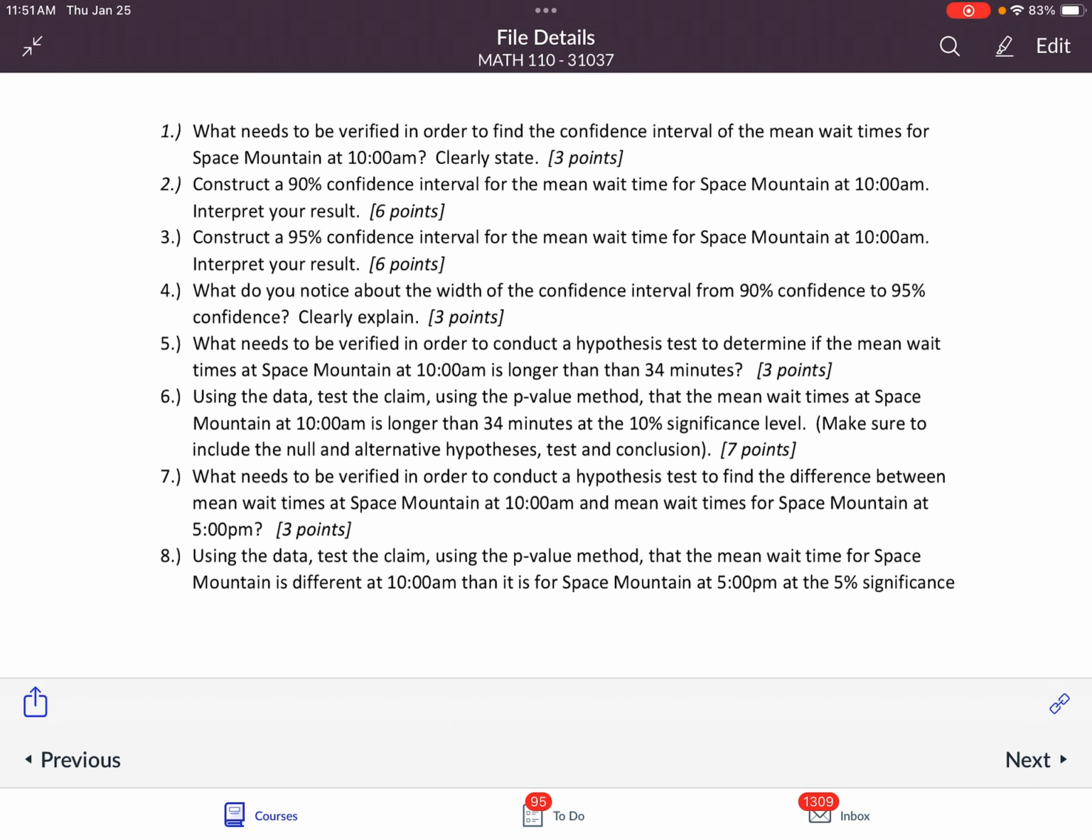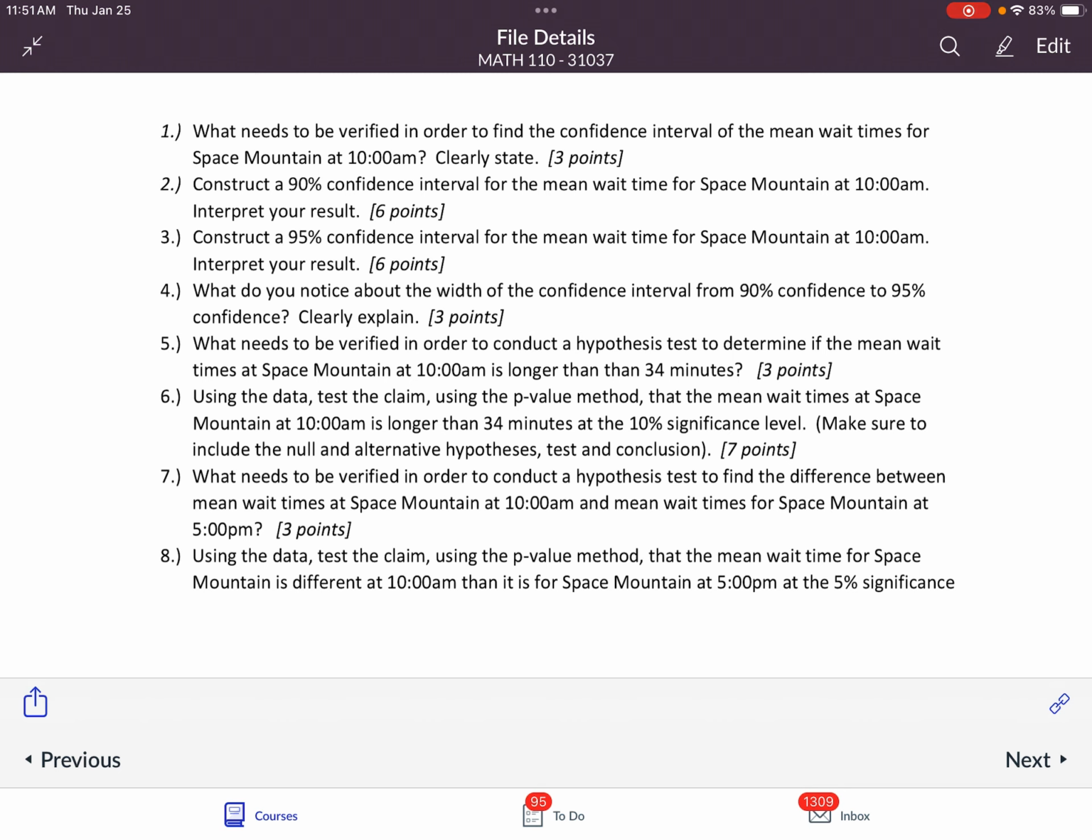Since this problem for number 1 does ask for a confidence interval of the mean wait time, we do know that we should be looking in section 7.2 for that, since it does say the word mean. Number 2 and number 3 are both asking for confidence intervals, one being 90% and one being 95%. Again, for the mean wait time for Space Mountain at 10 a.m. And then also make sure to interpret your results. We did do this on the previous project, so definitely something that we should have some experience with already.